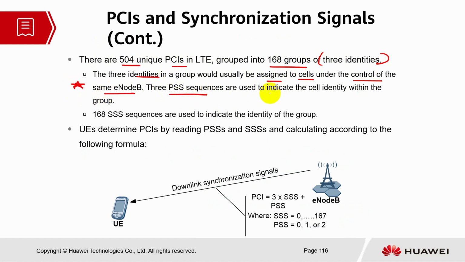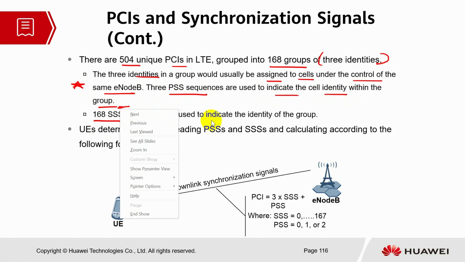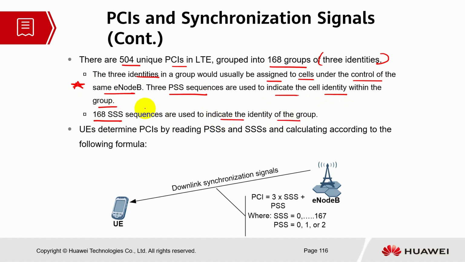Three PSS sequences are used to indicate the cell identity within the group. 168 SSS, secondary synchronization signal sequences, are used to indicate the identity of the group. UEs determine PCIs by reading the primary and secondary synchronization signals and calculating according to the following formula. This is how they calculate the PCI value. Usually there is a PCI table, and they will base on it to configure the cell level later. This will also reflect on the downlink synchronization signal.